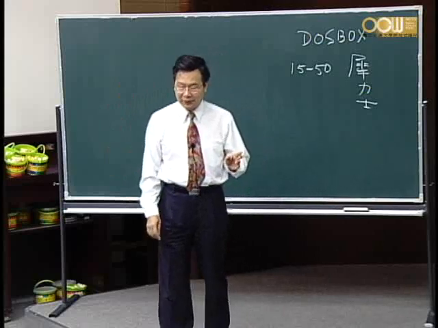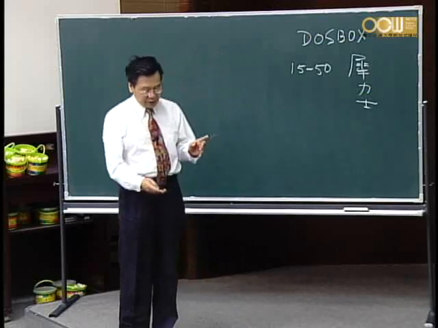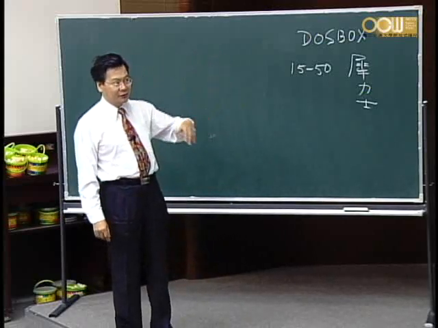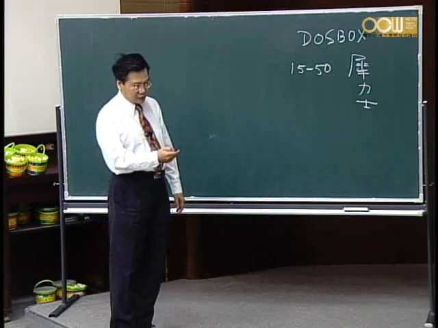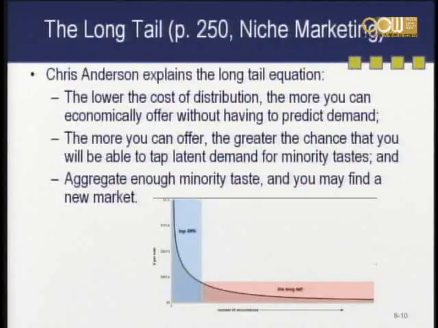All right, so this is very important. People just read it and say, wow, this is good for the company. It is not true. The more you can offer, the greater the chance that you will be able to tap latent demand for minority tastes. No, not a lot of companies can afford that. Very few companies can afford to do that. You come up with so many different versions, different product designs, that's a lot of money. If you cannot sell that, that's even more money. This is not true for the physical world, okay?